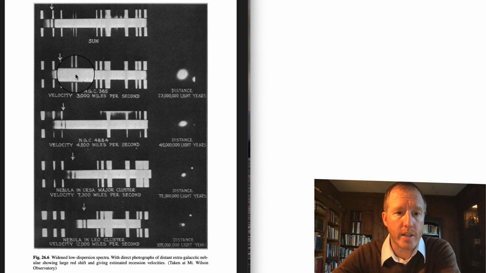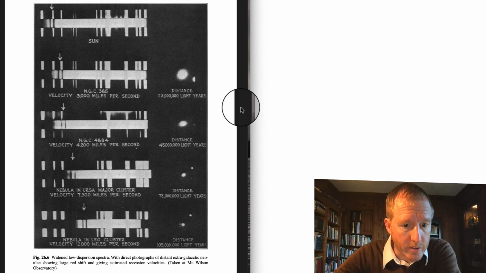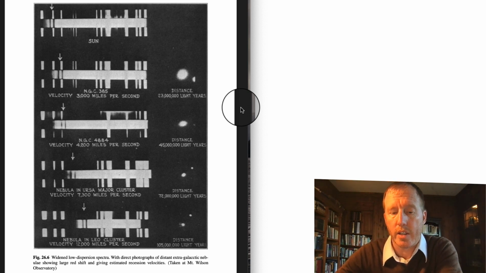Now look at the next galaxy, which is NGC 4884, which is 45 million light years distant. There's a photograph of it through a telescope. And I think this photograph was taken at the Mount Wilson Observatory. That's what it says in the caption. Mount Wilson Observatory is in California.